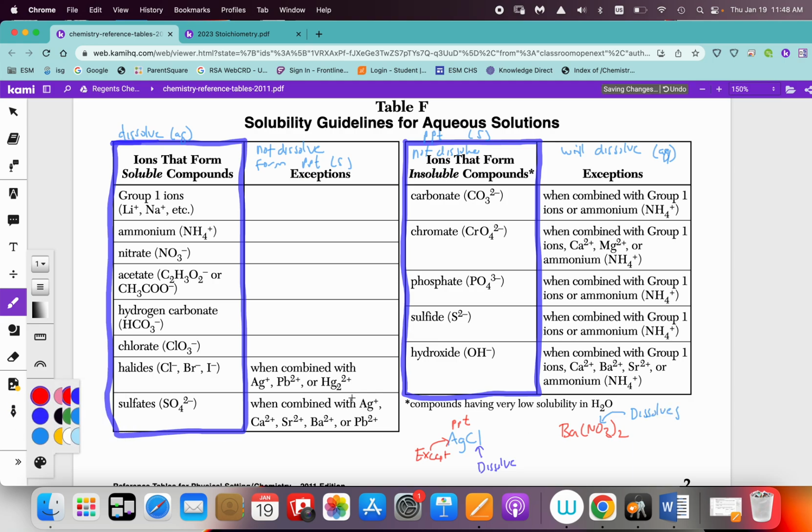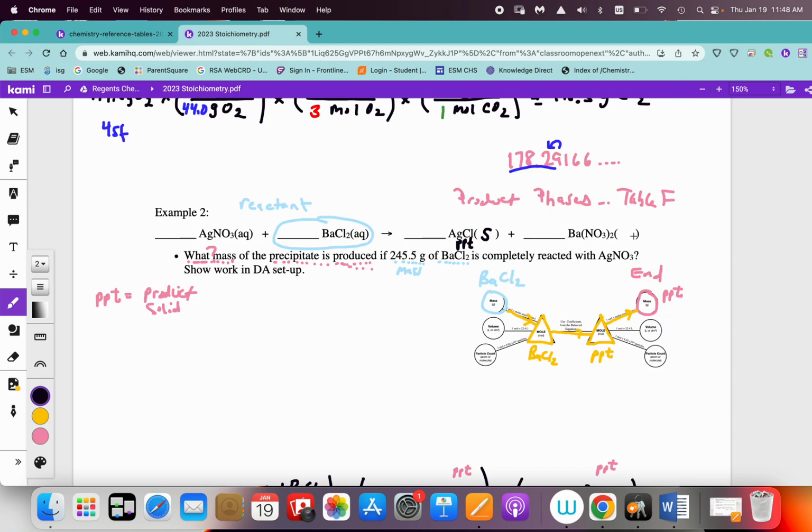dissolves. Now, I have to take a look at the other partner, Ba. So when I take a look at NO3 and I look at the exceptions list, there are no exceptions. So Ba is not an exception to prevent NO3 from dissolving. So NO3s form soluble compounds, Ba is not an exception. So BaNO3 is not a precipitate. As it forms in the reaction, it will remain aqueous.